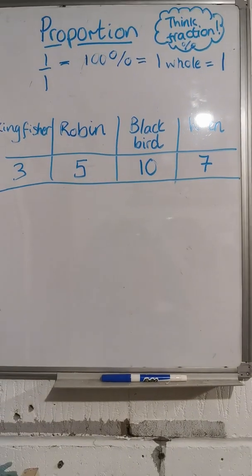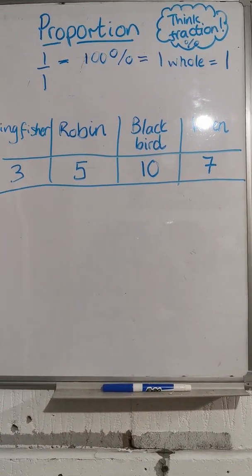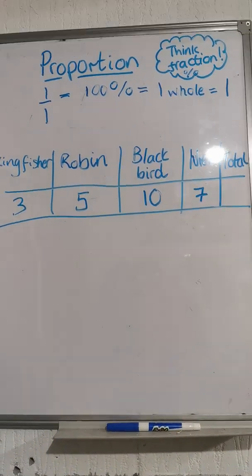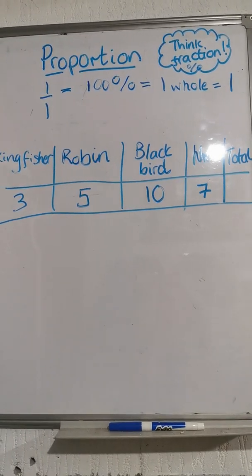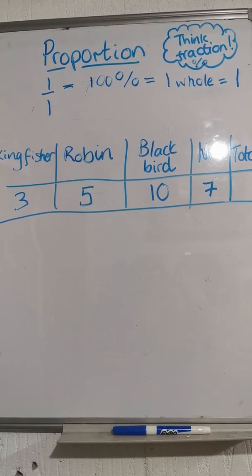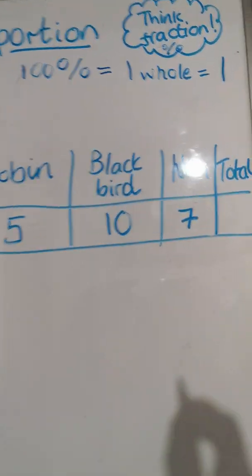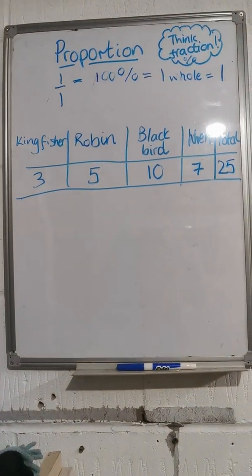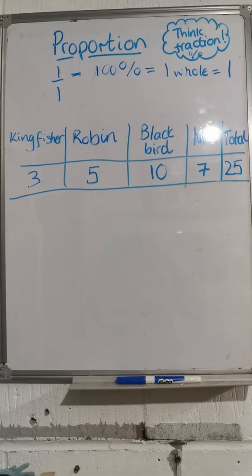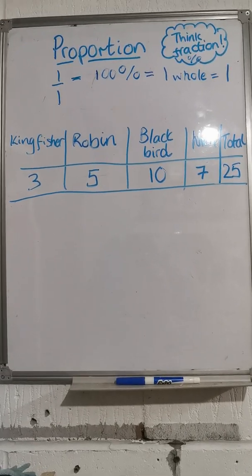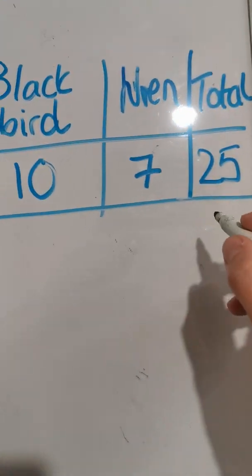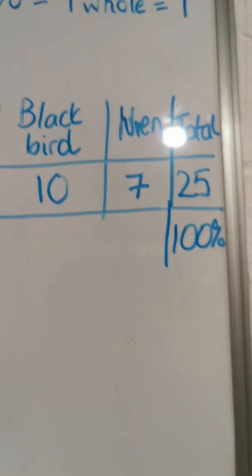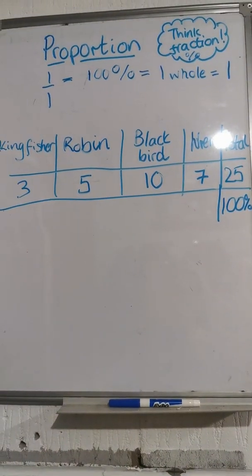So he has seen 3 kingfishers, 5 robins, 10 blackbirds and 7 wrens. So the first thing that he does is he needs to work out how many birds he saw all together. Hopefully you've added it up in your head, or if not, made a quick jotting in your book. How much did you get? That's right, 25. Okay, so now that he's worked out 25 birds altogether, we need to now convert this into a percentage. Now, how do we do this? Well, we know that the total he saw must equal 100%. Okay, it must equal 100%.